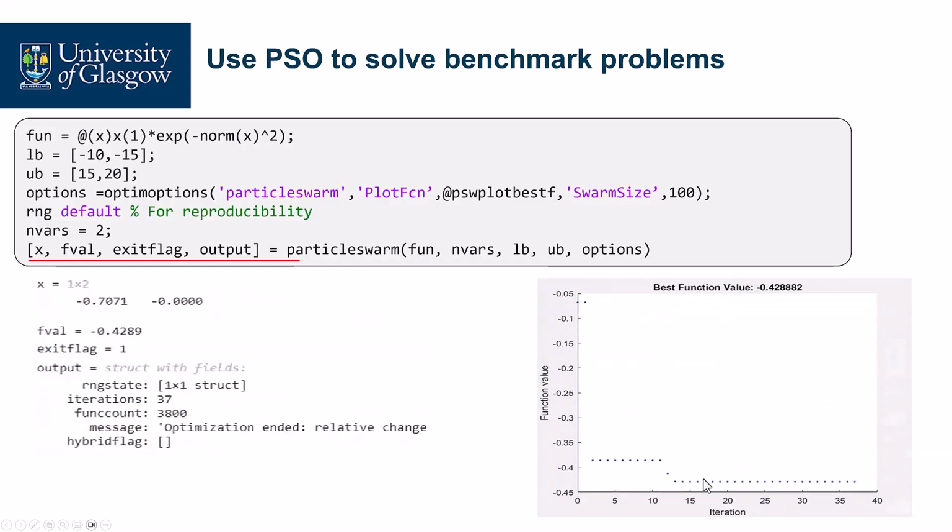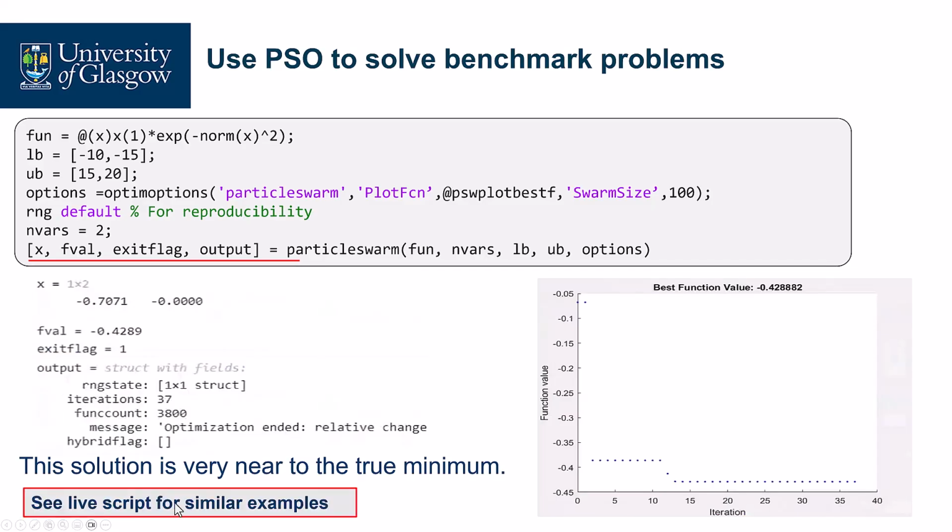Okay, so this is a convergence curve, right? We can see the result is very close to the true minimum, and these two variables provide more information of the optimization. There are more similar examples in the live scripts, so after the session, you're welcome to look at them.